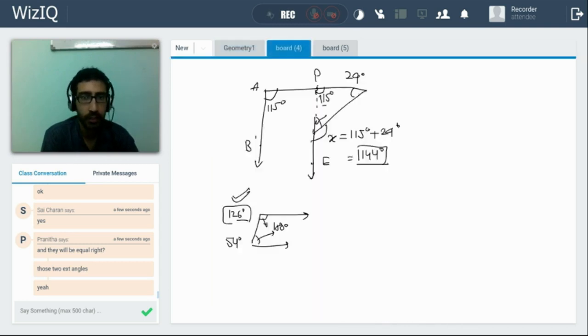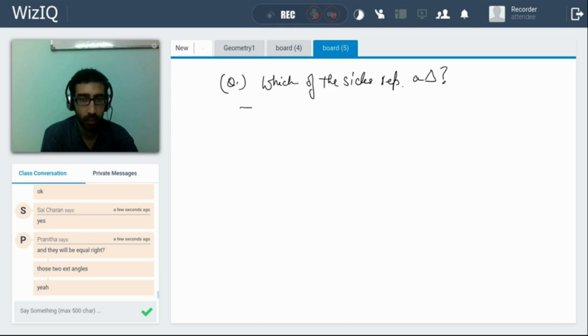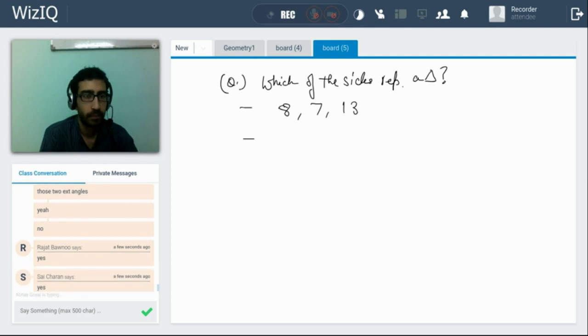We're not going to jump to formula of triangles. We are going to solve simple questions. Indicate which of the following forms a triangle. I'm giving you certain values for sides. You have to indicate which of them form a triangle and which of them don't. So the first is 8, 7, 13. Are these sides of a triangle? 8, 7, 13.